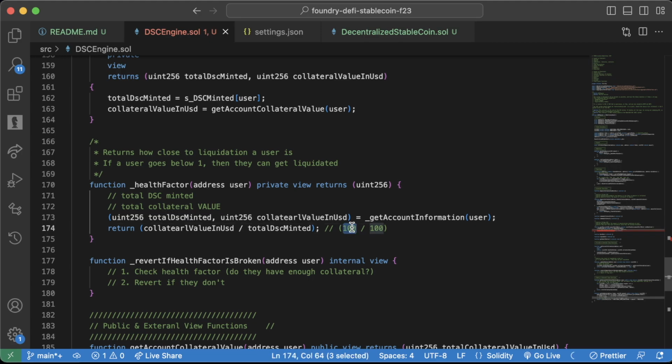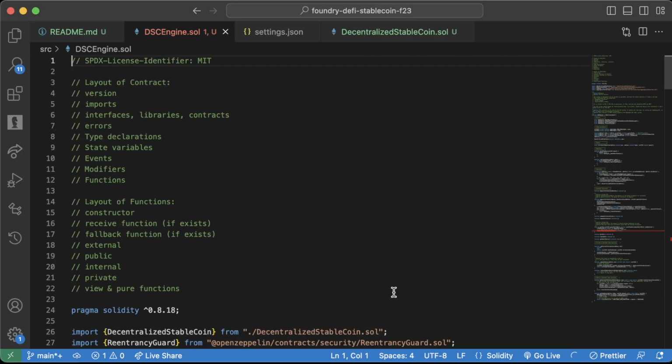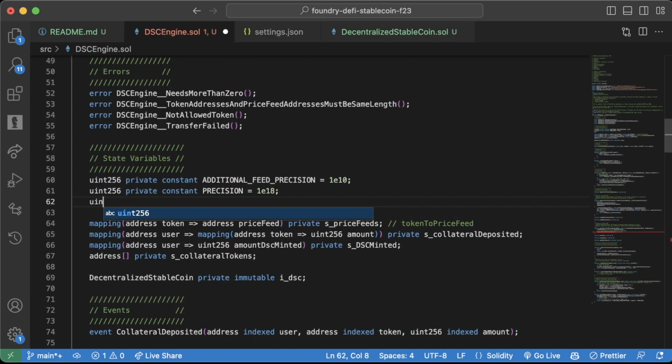So we want to set the threshold to be like, hey, if you go under 150 collateral, you can get liquidated. If we go under 100, it's already too late. So we want to say, hey, we want you to go at least 150. So we're going to create a liquidation threshold, and we're going to do this at the top. We're going to say uint256 private constant liquidation threshold equals 50. This means you need to be 200% over collateralized, I think. It might be 150, but we'll find out in the test.